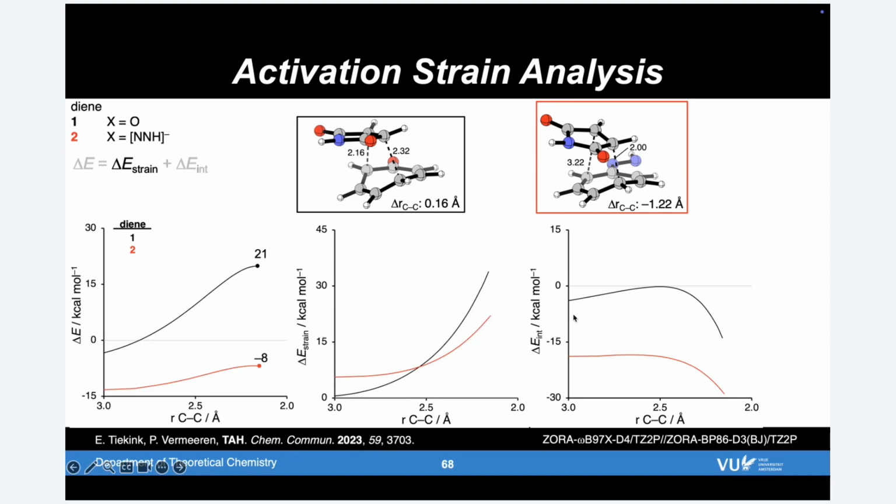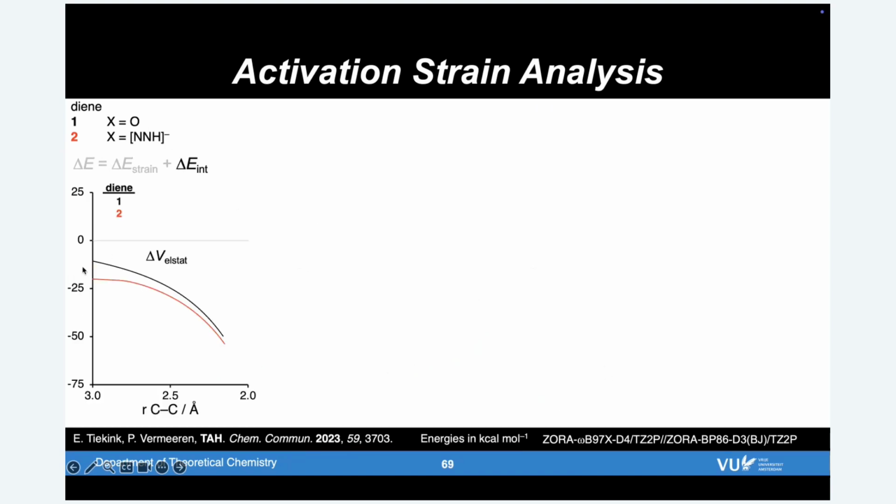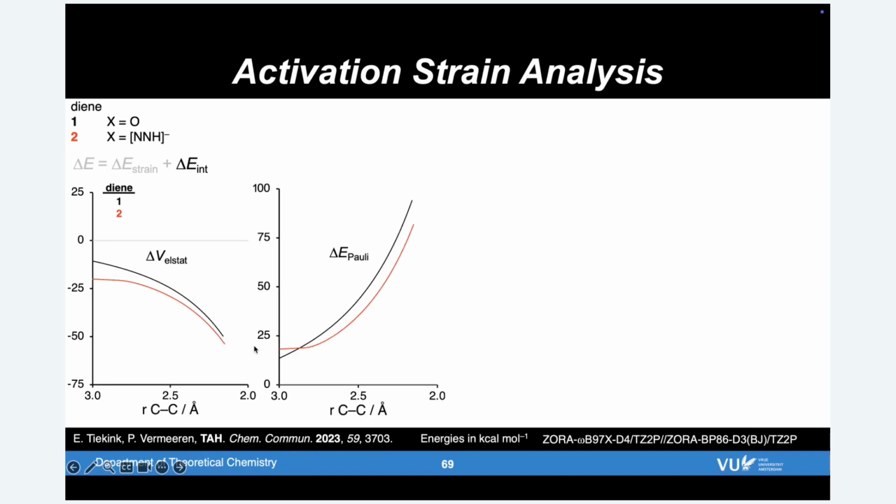Now we wanted to understand the interaction energy. So we decompose that into the electrostatic curves. That shows that there are some electrostatic interactions that are more stabilizing for the hydrazone, but it's really the Pauli repulsion, and it's really the hydrazone that goes with the less destabilizing Pauli.